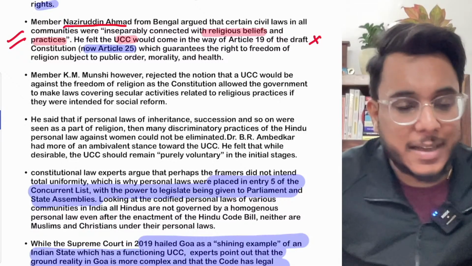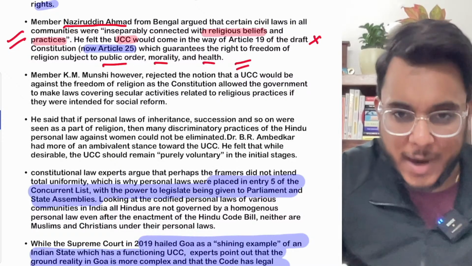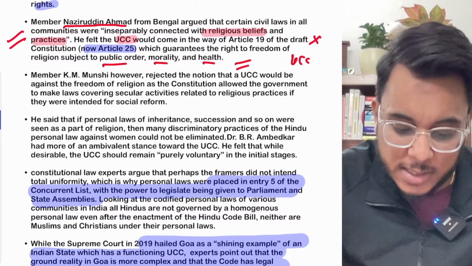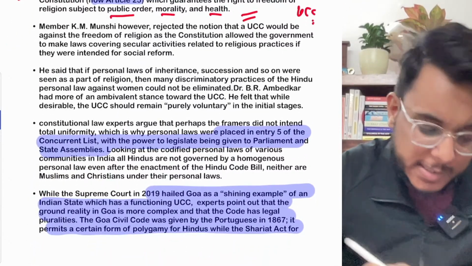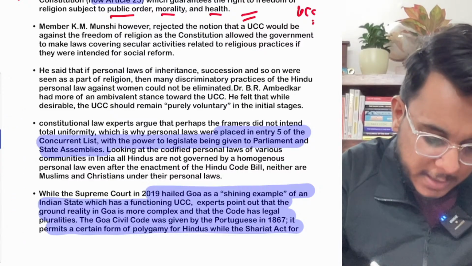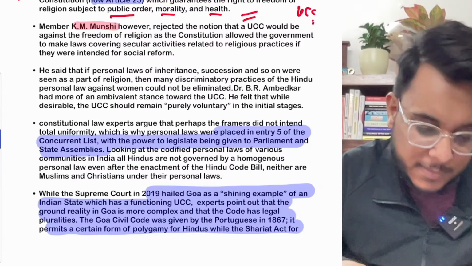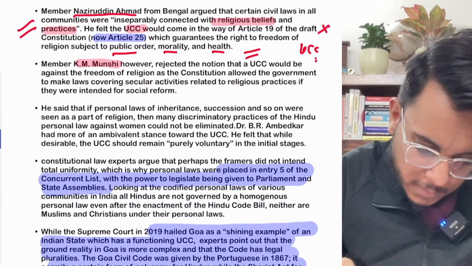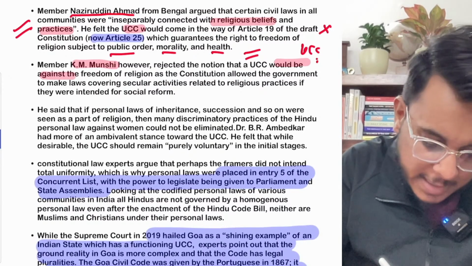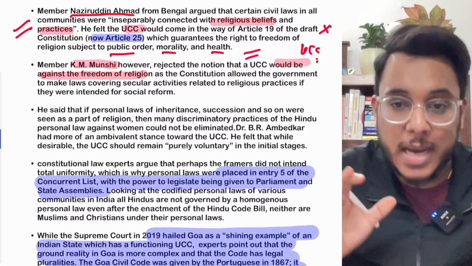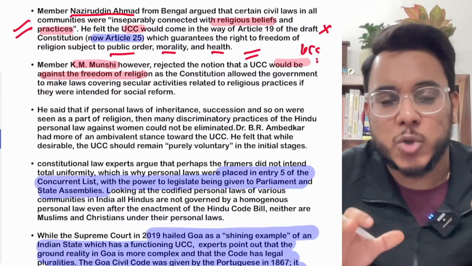It has been provided that religion is subject to public order, morality, and health. Fine, good, but bringing a UCC might not be a very good idea. Then another member of the Constituent Assembly, K.M. Munshi, rejected the idea that the UCC would come against the freedom of religion. He said that UCC should be implemented. He provided this particular thing, that when we talk about the Indian constitution, it is unique.